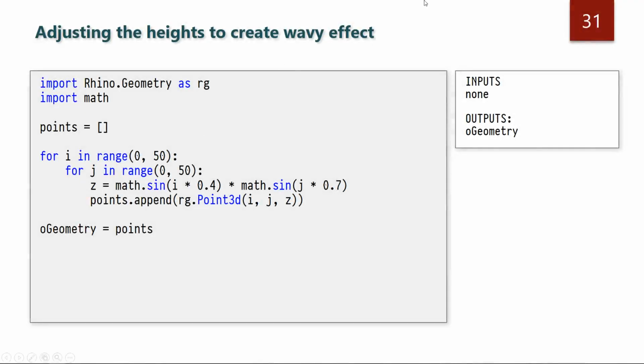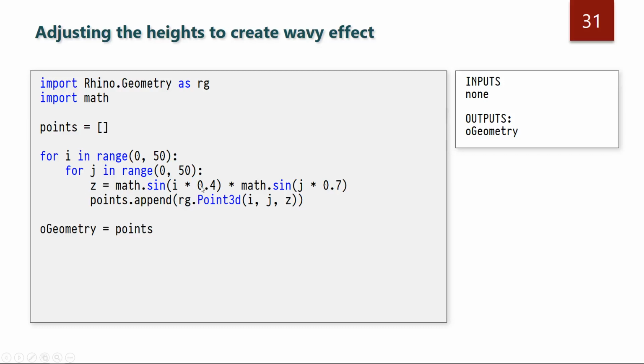Okay, let's make this a bit more interesting. So far we have been using I and J as the xy coordinates, and Z we put as 0, but this time let's make Z depend on I and J. Each point has a unique value for I and J, and if we use them to compute Z, then Z is going to be different for each point as well.